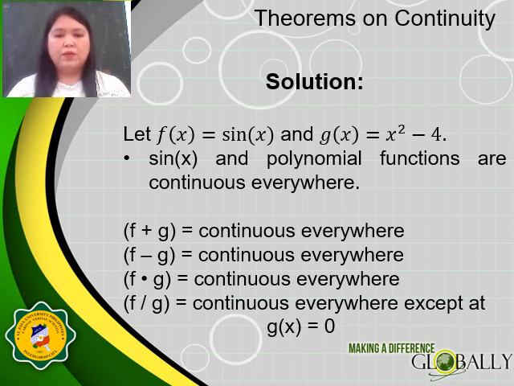Now we can have these conclusions. First, their sum, f plus g, is also continuous everywhere. Second, their difference, f minus g, is also continuous everywhere. Third, their product, f times g, is also continuous everywhere. But their quotient, f divided by g, is continuous everywhere except for the values of x wherein we could have g of x equal to 0. So if g of x becomes 0, then the function is discontinuous at those values of x.